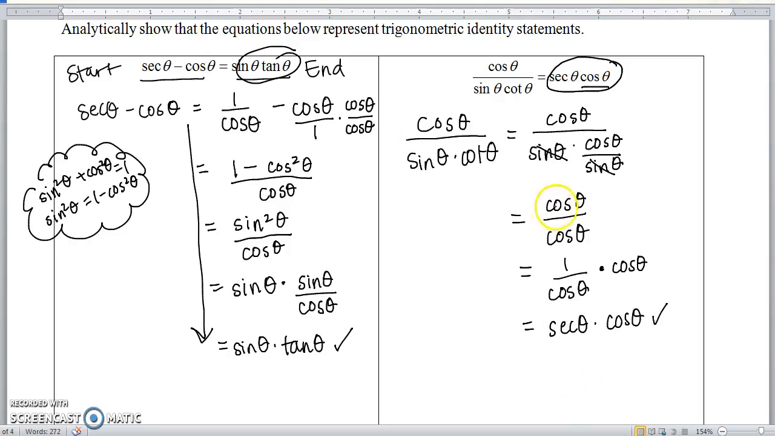If you had gotten stuck here, you could start down at secant of theta cosine theta and work your way backwards, knowing that secant is 1 over cosine and then times cosine, and then notice that that's equal to cosine over cosine. But you do have to keep in mind all of your equations should line up. So all of your equal signs should line up right there when you're showing your work.